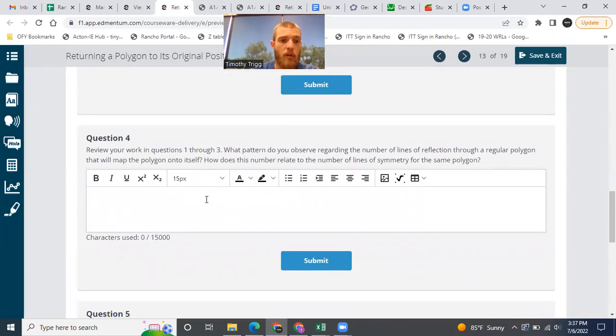Question 4, review your work for questions 1 through 3. What pattern do you observe regarding the number of lines of symmetry through a regular polygon that will map the polygon onto itself? How does this number relate to the number of sides for the same polygon? Okay, so basically you should say what we've been discussing. However many sides the regular polygon has also determines how many lines of symmetry we can expect to see.